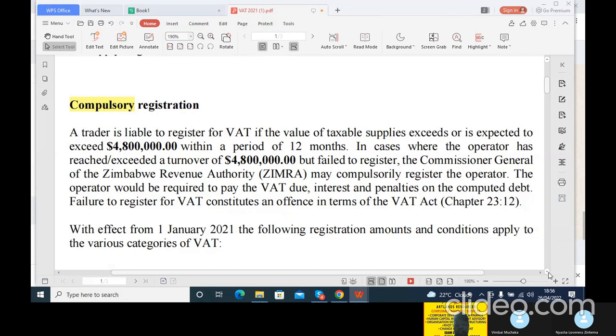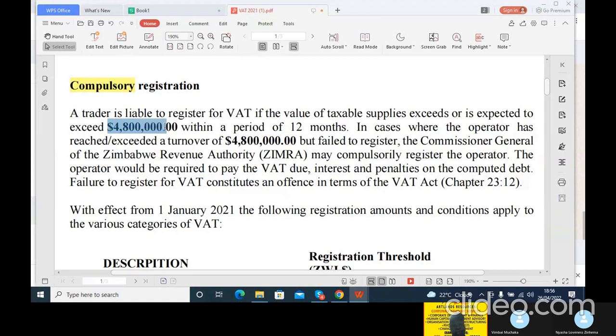So if you make a turnover of 4.8 million, this is Zim dollars, remember this is 2021, when you are filing tax you file one year in arrears. We are dealing with 2021. So if your turnover reaches 4.8 million, you must compulsorily register for VAT.